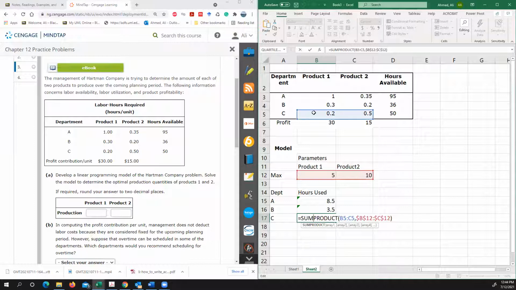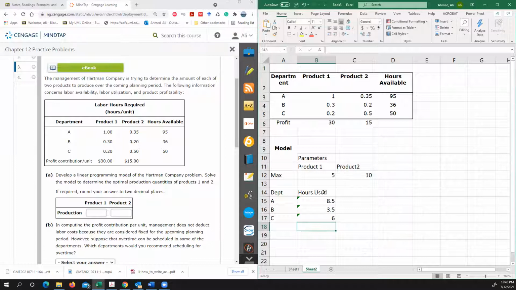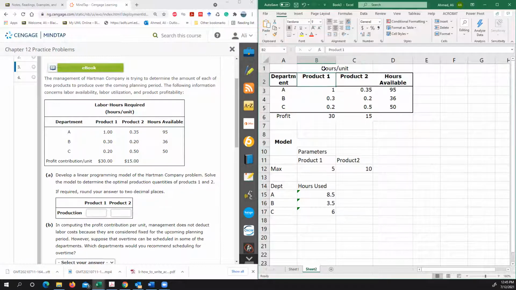Next is for department number C, and same two cells. All right, so this is how much hours we are using from each department. Just for clarity, I can actually write here hours per unit, and I can just merge and center. So these are hours per unit, how much time it takes to produce one unit. And we have to be careful. We don't want to go above this. So that's a constraint on this one.